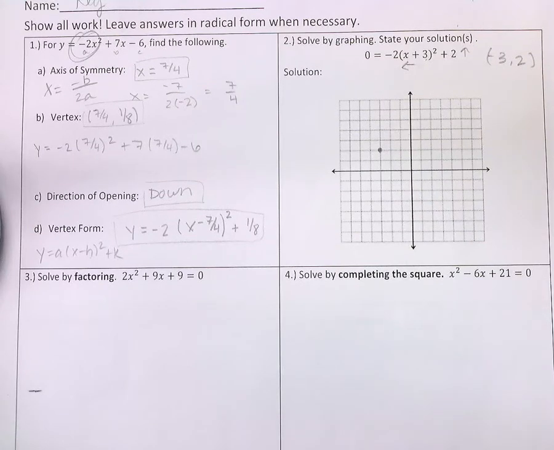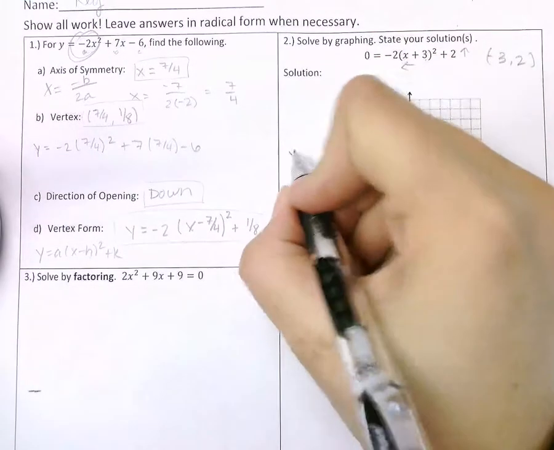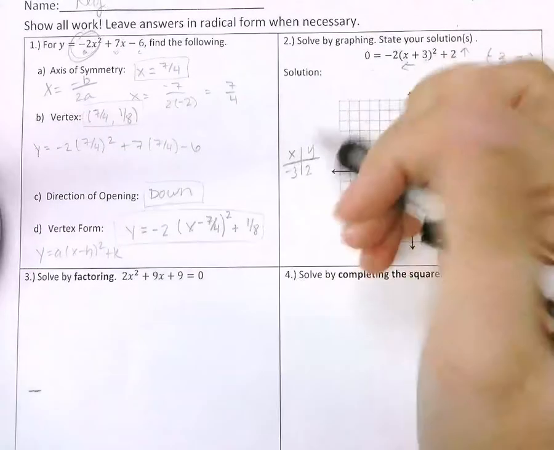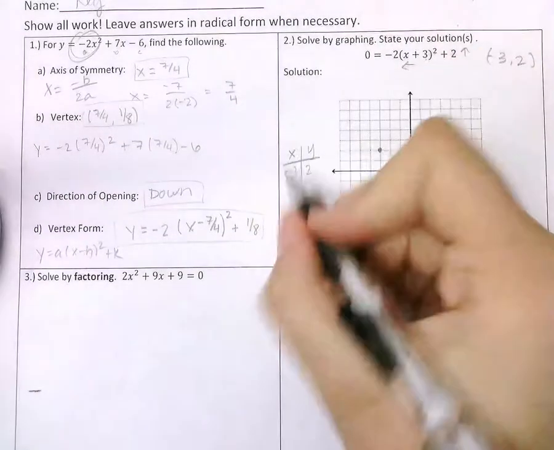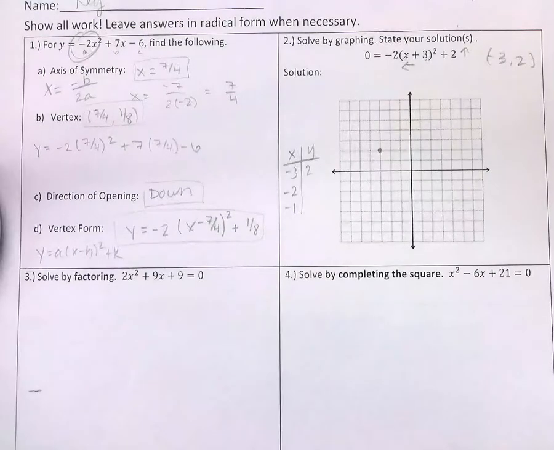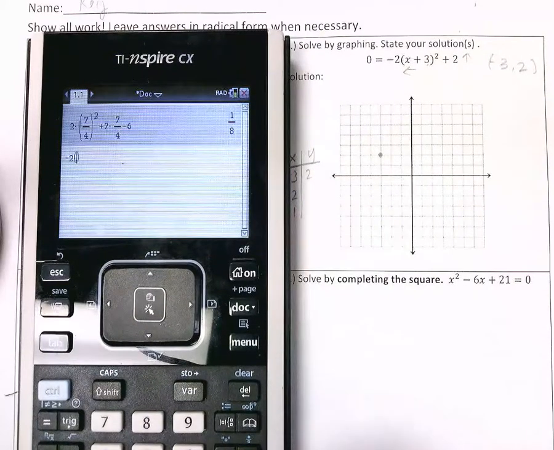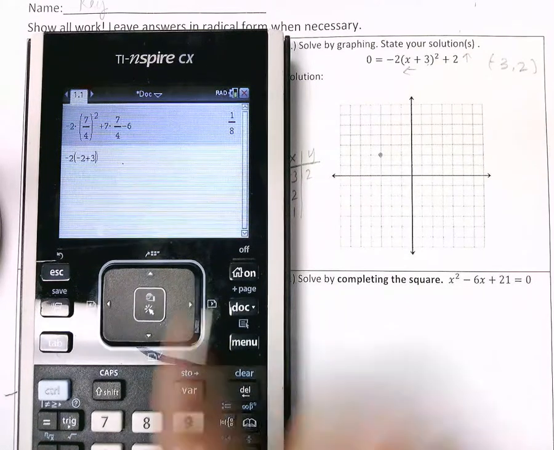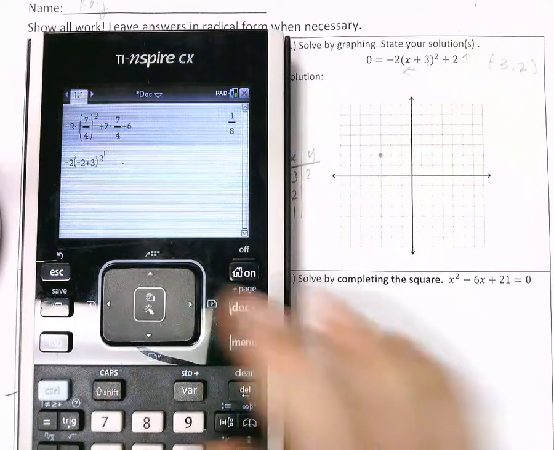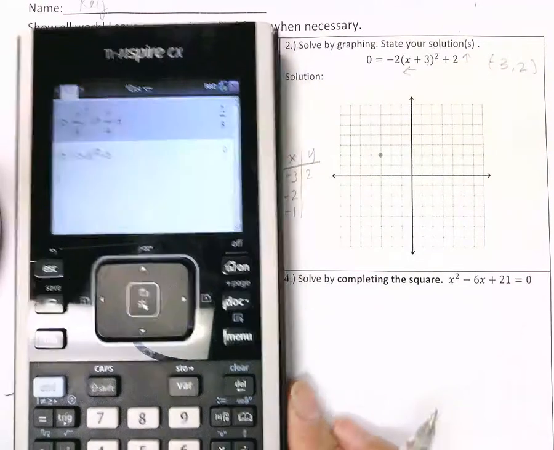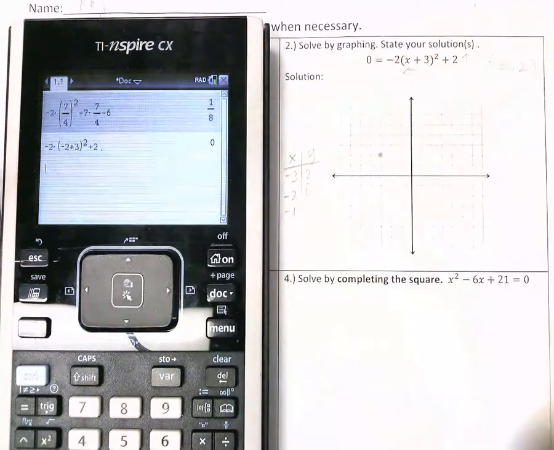So you're going to graph some points. When you pick points to graph, you want to pick things that are close to your vertex. So if your vertex is at negative 3, 2, you probably want to pick negative 2 and negative 1 because those are close by. Okay, now you can use your calculator. You're not typing in the 0, you're typing in the right side of the equation, and you're substituting in values for x. As you can see, we get 0.